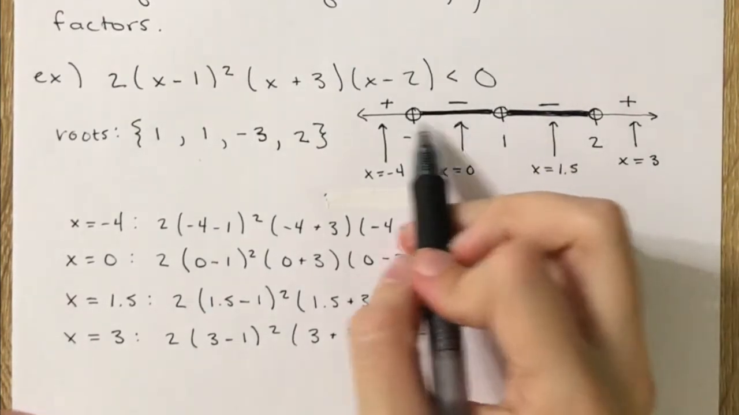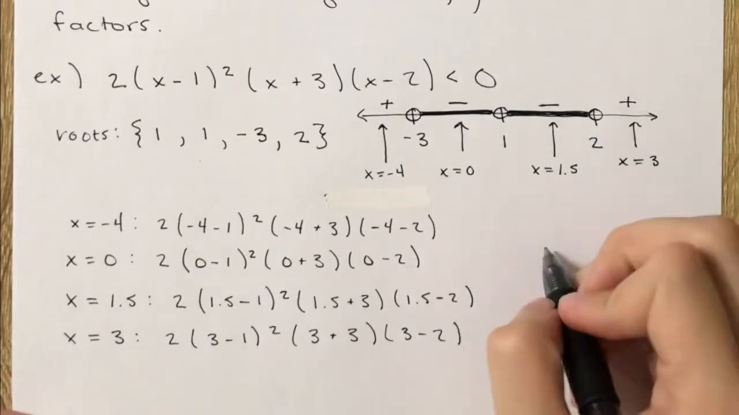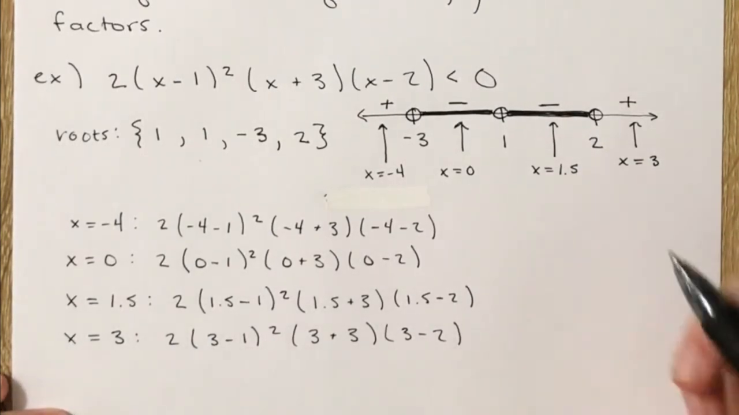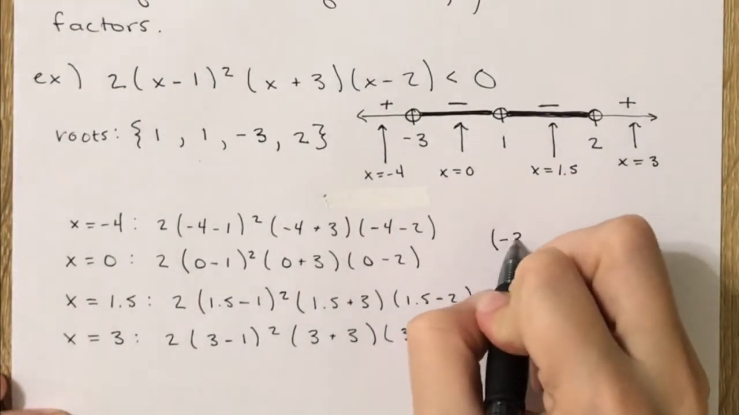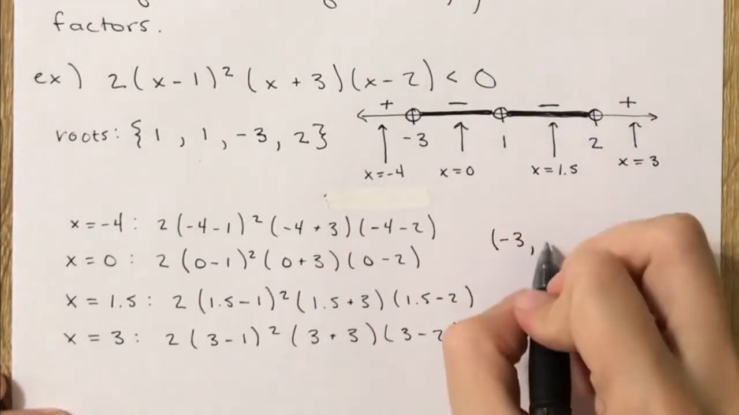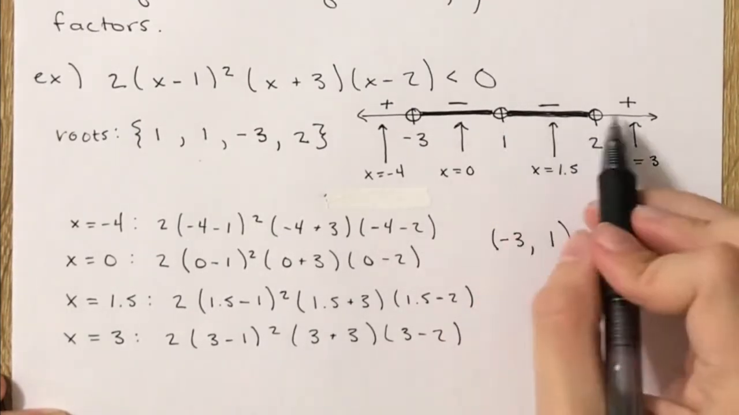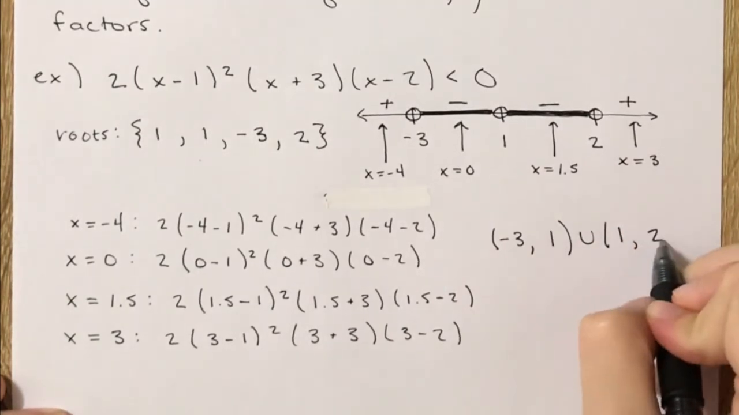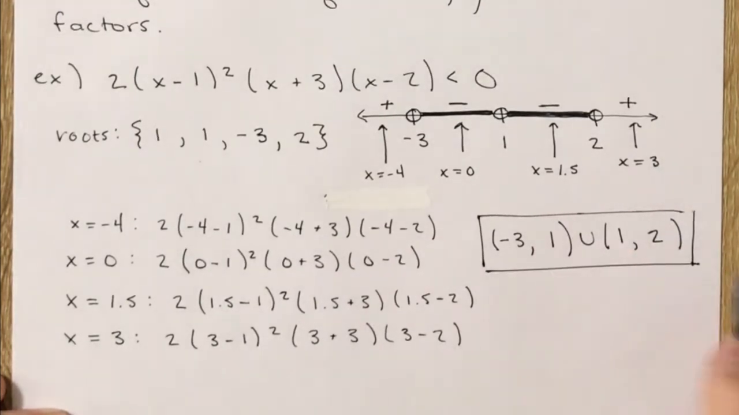So what's shaded are all of the x values that make this statement true. So all that's left is to write it in interval notation. We're starting at -3, not included, continuing all the way to 1. We don't want to include 1, but we want to start right back up after 1. So we have parentheses, 1, all the way to 2, and then close parentheses. And that is our answer.